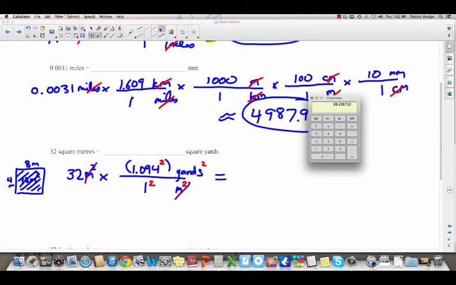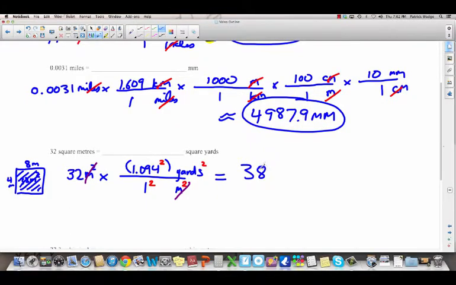So our final answer is 38.299, and the units we have left are yards squared, and that's what we wanted.